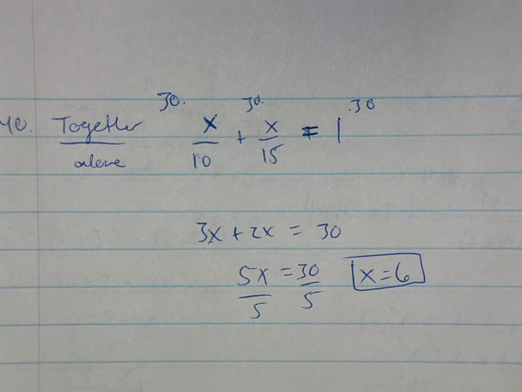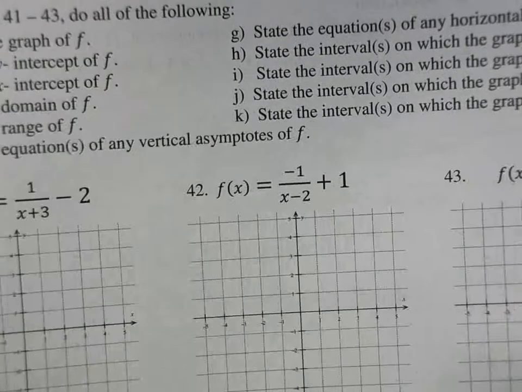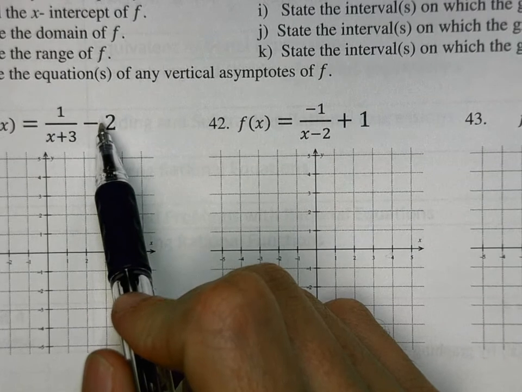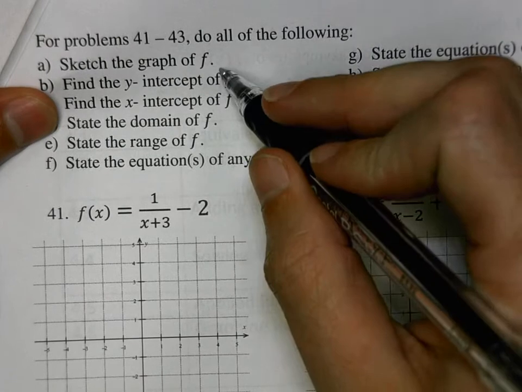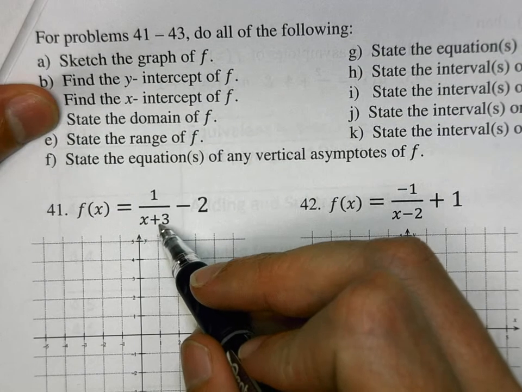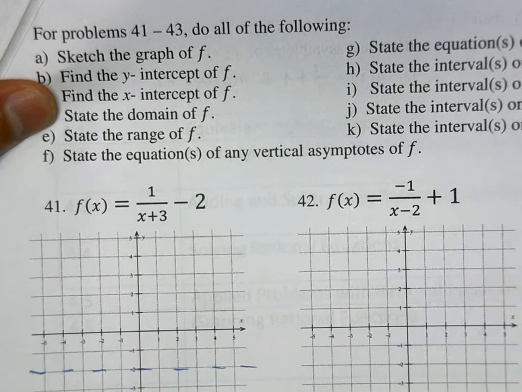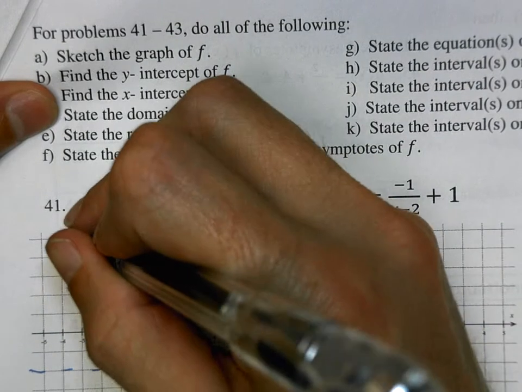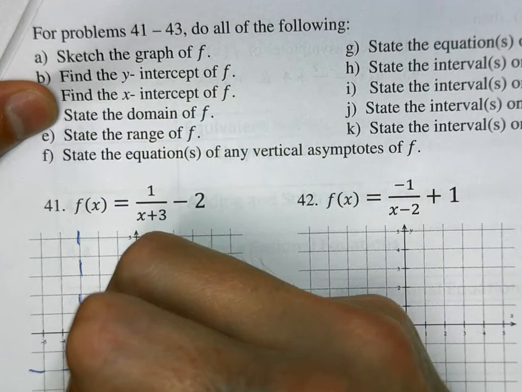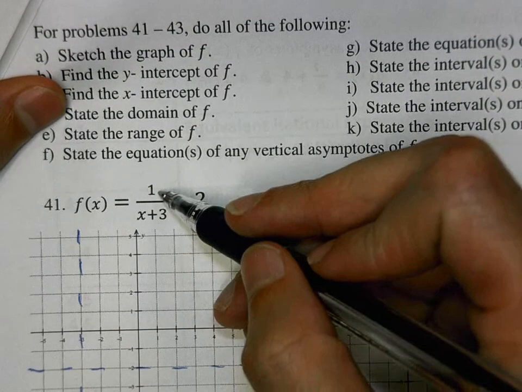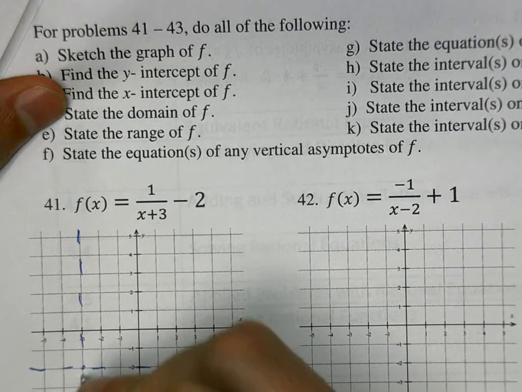And for 41, A, sketch the graph. So, man, we gotta do all this. Sketch the graph. So the graph of f, our horizontal asymptote is at negative 2. So there's our horizontal asymptote. Our vertical asymptote is at negative 3. And to do the graph, we go from where the vertices intersect, that's right here. And we're going to go right one, up one, left one, up one.